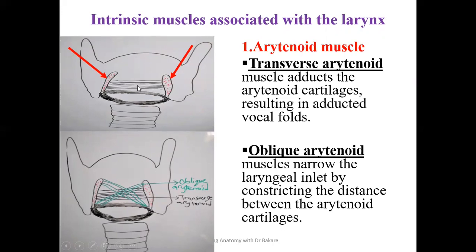So the second one is the oblique. From the name oblique, it means that they run in a diagonal pattern. So they also connect the arytenoid cartilages together, but they run in an oblique version. So you see one from the lower end of the arytenoid to the upper part of the arytenoid cartilage on the other side. And so the same presentation is seen on the other side. So you have like a crisscross. So this is the oblique arytenoid muscle, and we have the transverse arytenoid muscle as we described before.